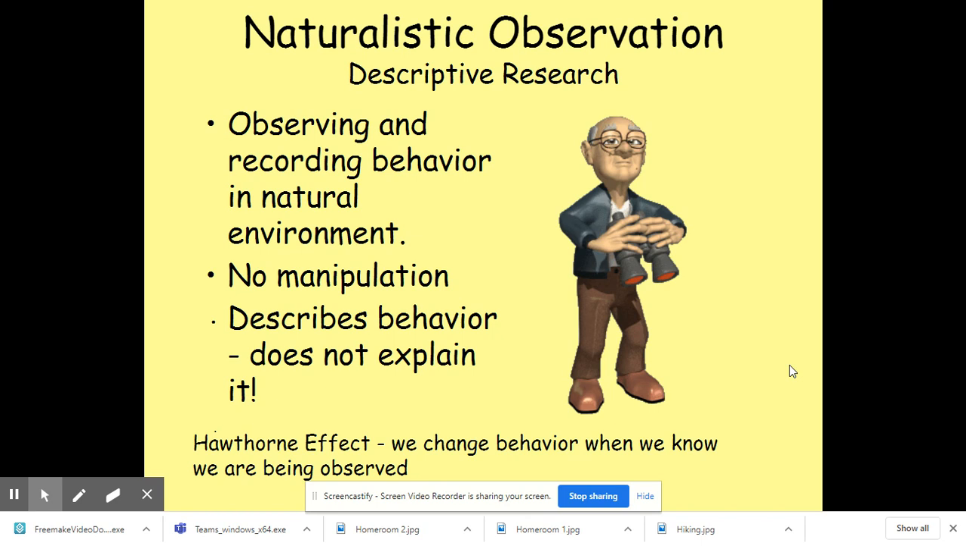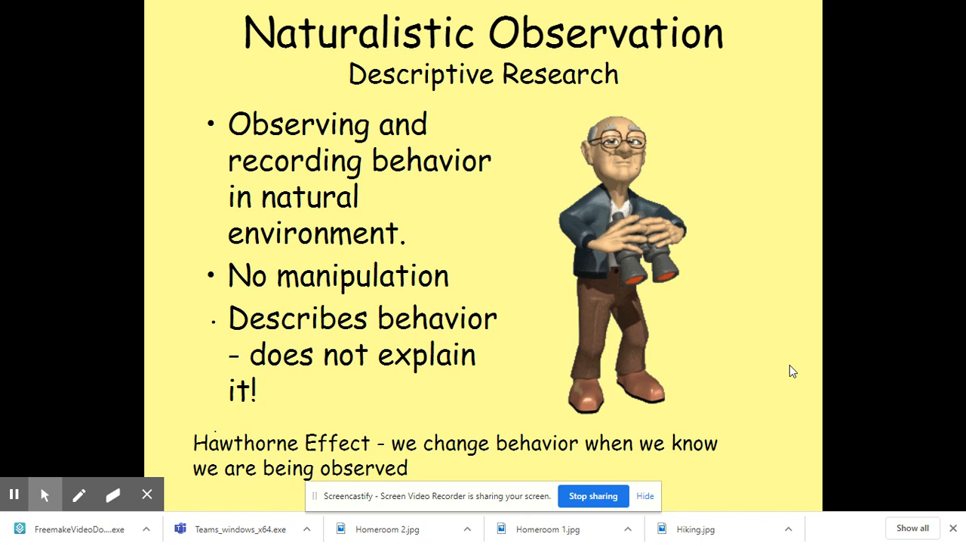There's no control. For instance, if you wanted to study how males and females interacted at a bar on a Saturday night, you could just go sit at the bar, sit there quietly and take notes with nobody noticing you. The problem with this is if somebody knows that they are being watched, their behavior changes drastically. It's what's called the Hawthorne effect. I doubt you'd be asked about that, but it's interesting.